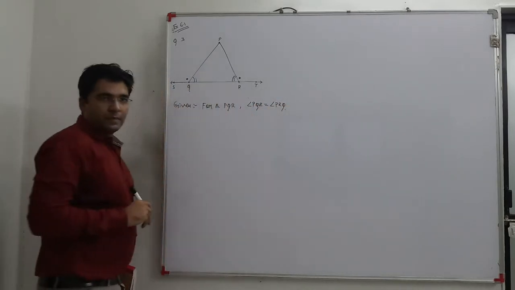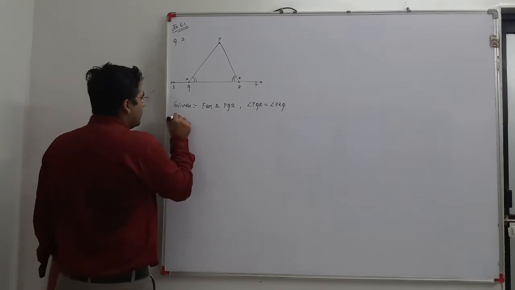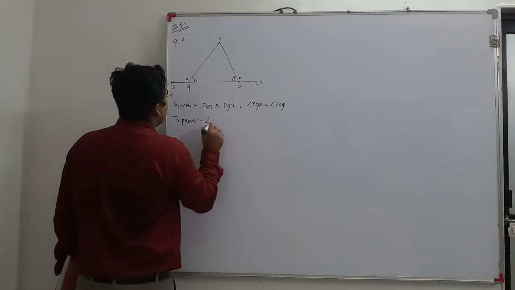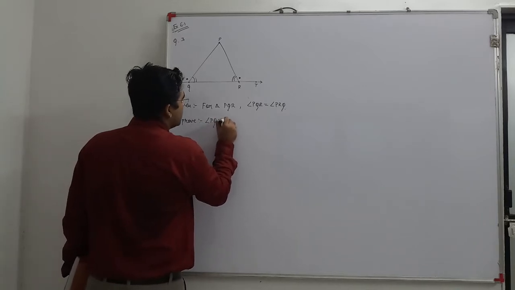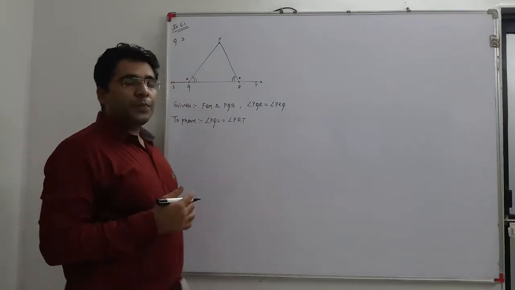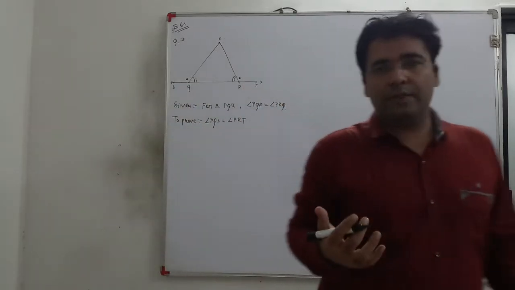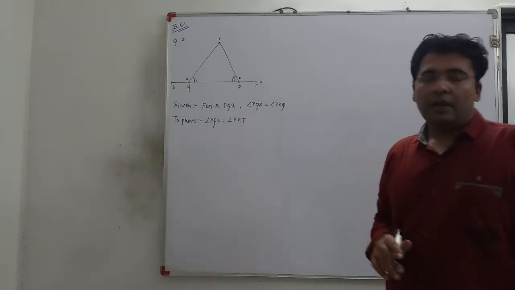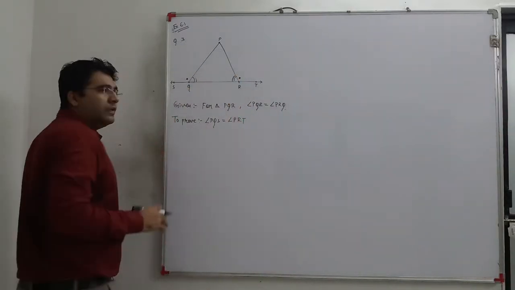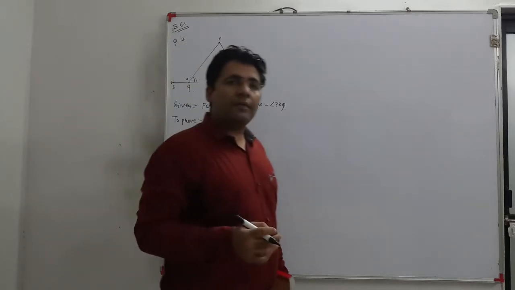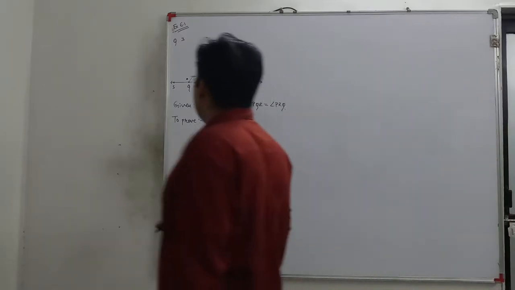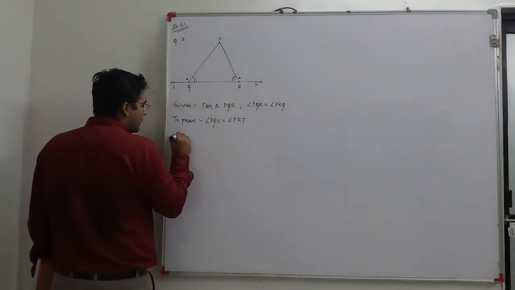It is given. And what we need to prove? We need to prove that angle PQS is equal to angle PRT. To prove this, first we have the key. When you observe these two angles and these two angles, you will find that for any particular vertex, they are forming a linear pair. So this is my key, and from this key I will solve the question.